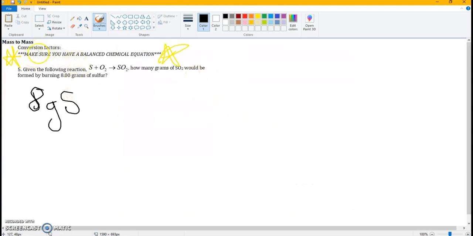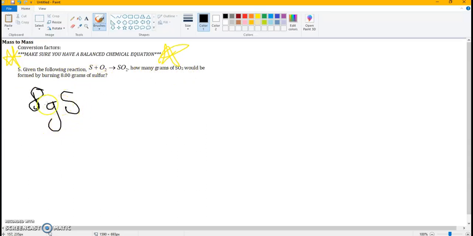Okay, so again, whenever we're trying to figure out balanced chemical equations, how much of something is going to make something else, anything like that, we always have to have a balanced chemical equation. Very important, always needs to be done. So, given the following reaction, sulfur plus oxygen goes to sulfur dioxide, how many grams of sulfur dioxide would be formed by burning 8 grams of sulfur?